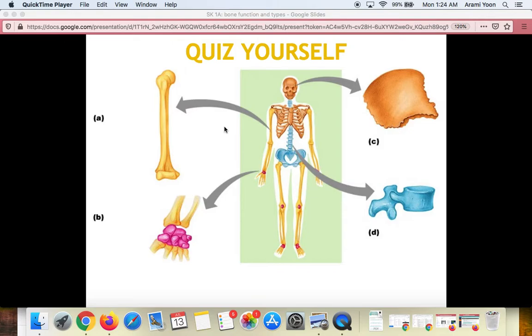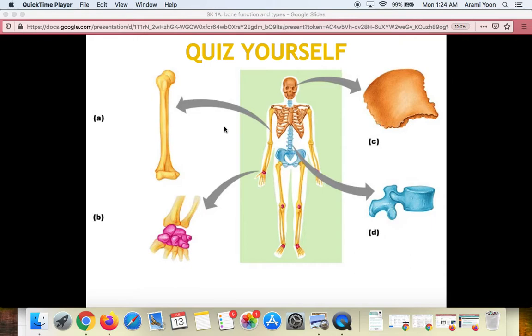Hi everyone, this is a brief introduction to the skeletal system, and let's just start by seeing, do you know the names of these types of bones? So just take a few seconds and see if you can identify what's the name of A, B, C, and D on this slide. And when you think you're ready, you can unpause the video and you can continue. I'll give you the answers at the end of this lecture, by the way.